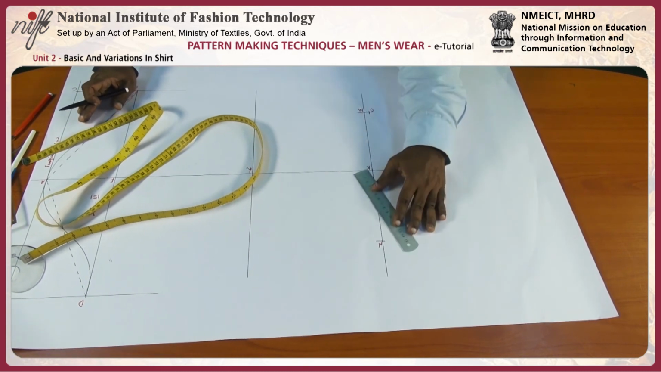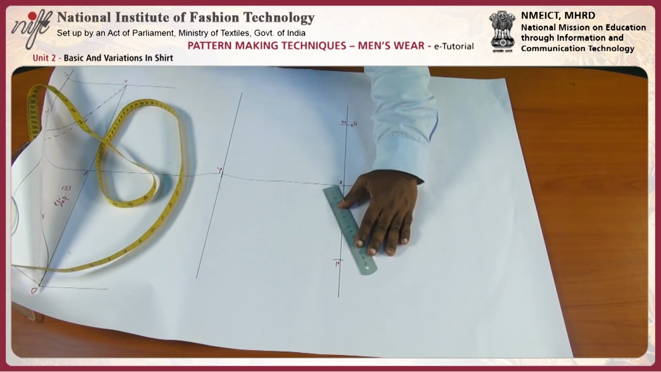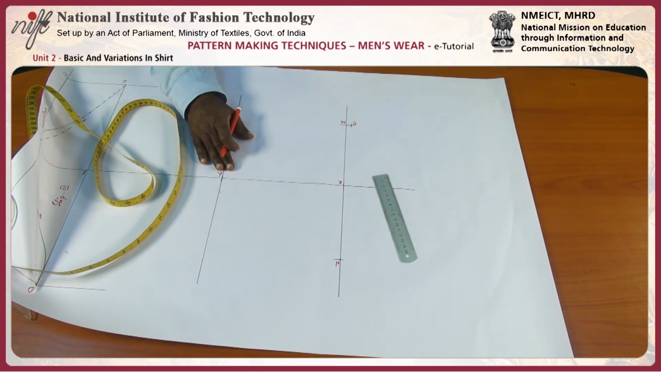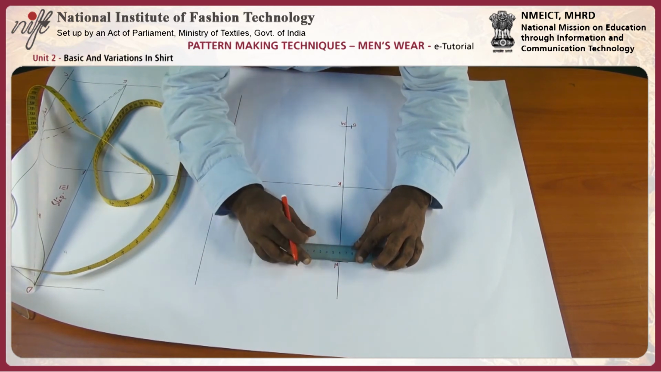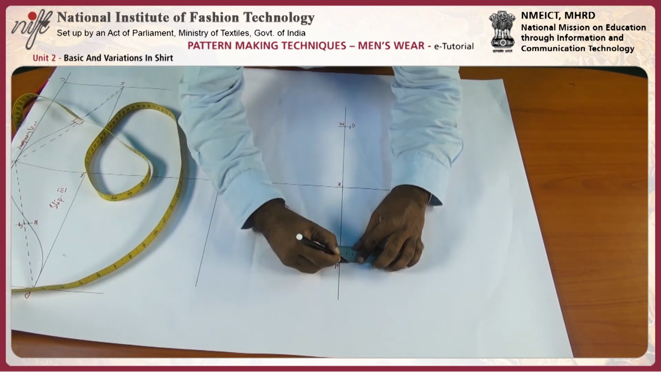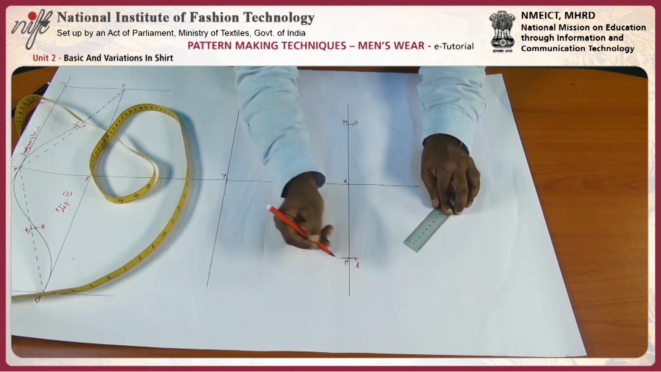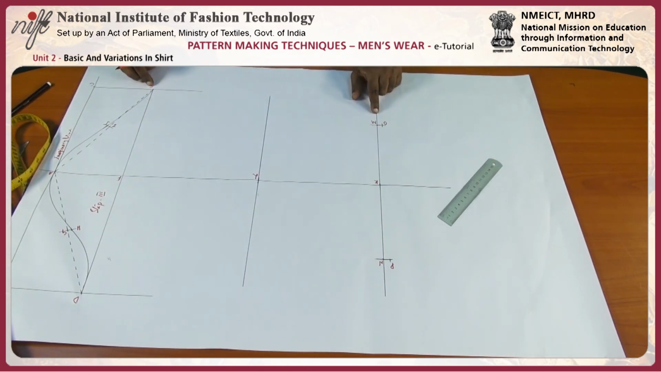And N2, N2, 1 centimeter. Connect DP and DO for the sleeve underarm. D to P and E to O.